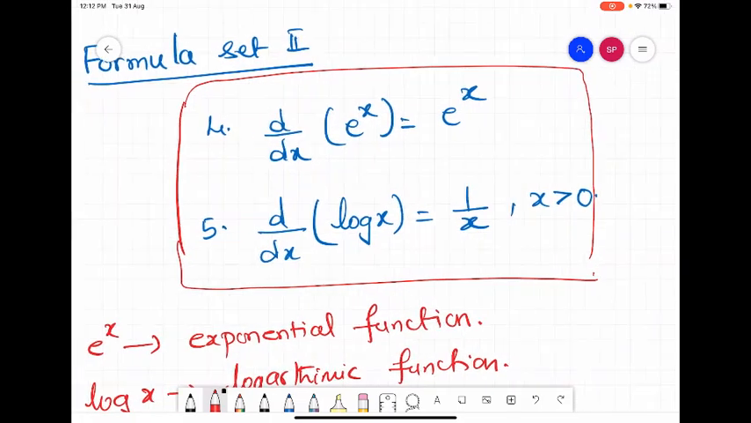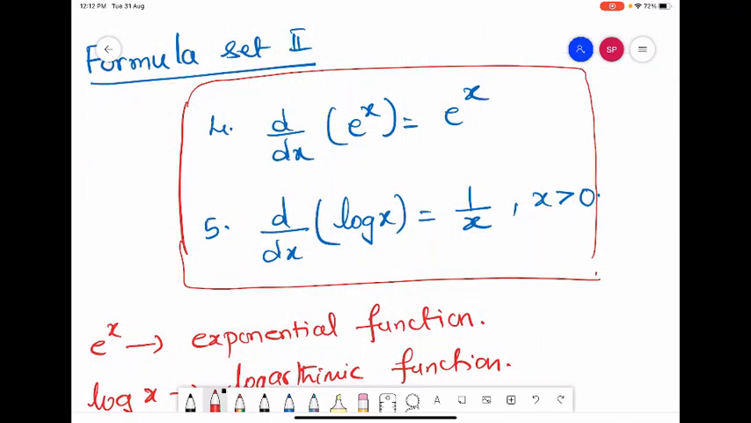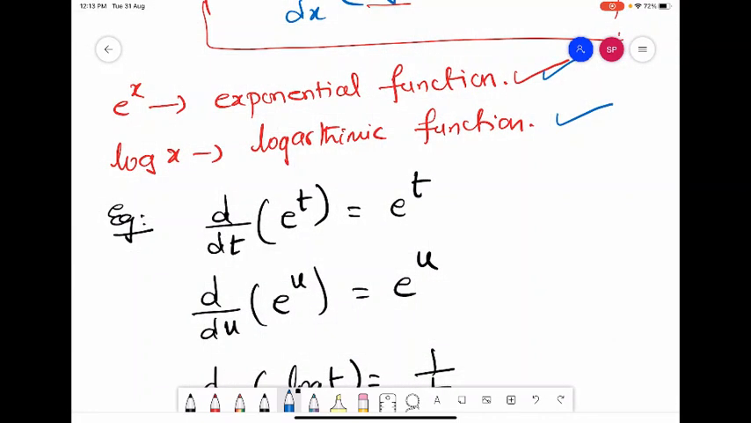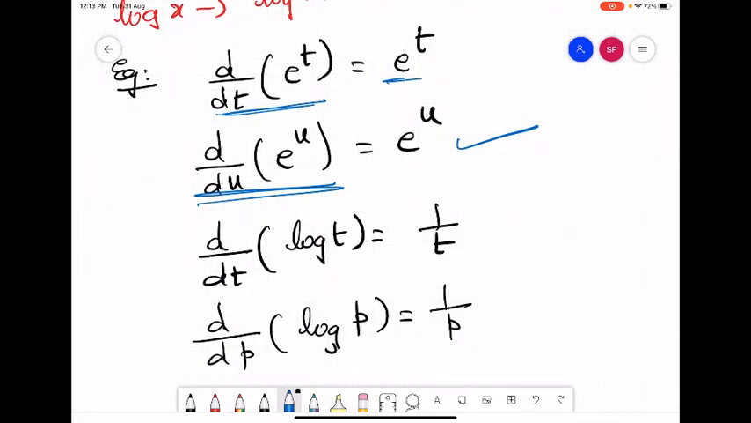Formula set 2. What is that formula set 2? It's just to remember as formula. d by dx of e power x is e power x itself. And d by dx of log x is 1 by x when x is greater than 0. So here you call e power x the exponential function and log x the logarithmic function. Similarly with respect to t, d by dt of e power t is e power t itself, and d by du of e power u is e power u itself. And d by dt of log t is 1 by t, d by dp of log p is equal to 1 by p.